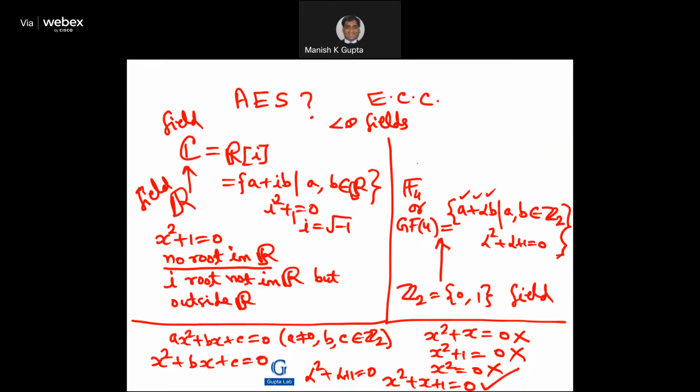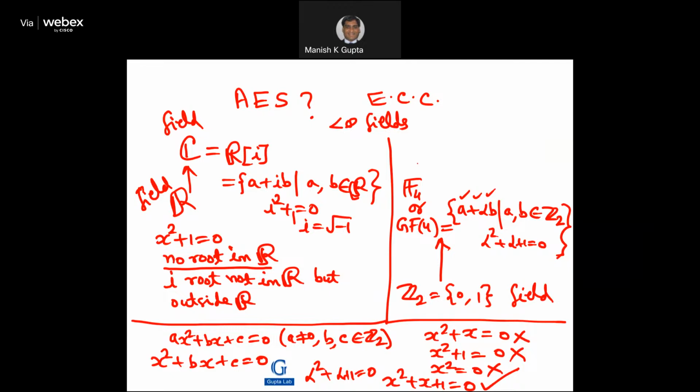So what we are left with is x square plus x plus 1 is equal to 0. Is there any root if I substitute x equal to 0? No. X equal to 1: 1 plus 1 plus 1 is 1. This is also not a solution. So all these elements of the ground field are not a solution. So this is the irreducible polynomial.